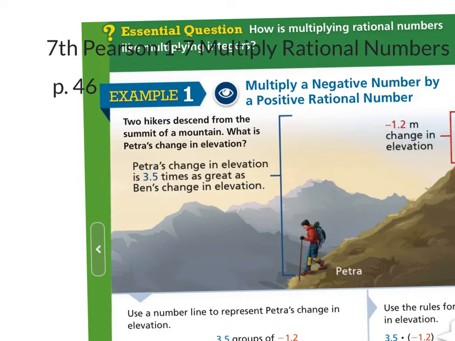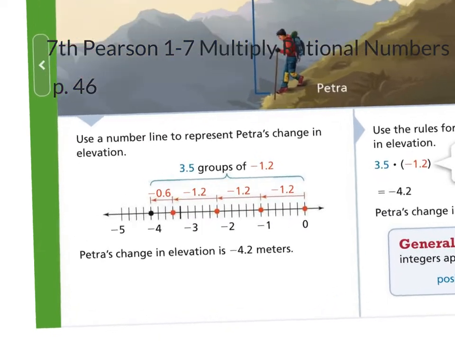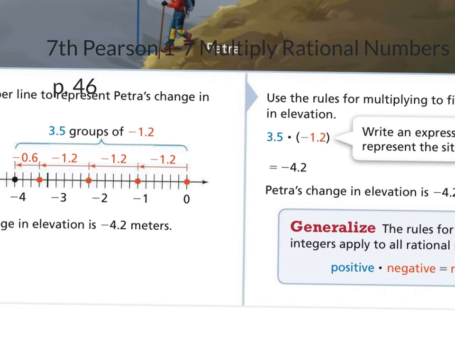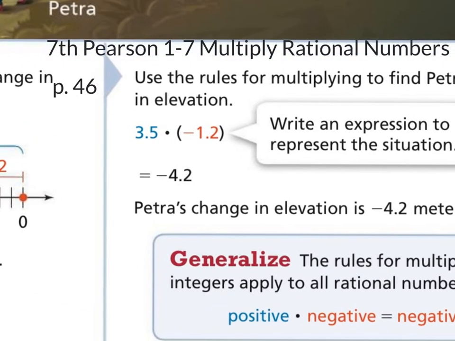Technically, we could try to work with a number line like the book's doing on the left side. They're saying for each time, it's negative 1.2, so 3 times that would be negative 1.2, negative 1.2, negative 1.2. And then the 0.5 is like half, so half of that would be negative 0.6. And then we can add those together. That's probably not how we're generally going to do these, but you're welcome to try it that way if you'd like to.